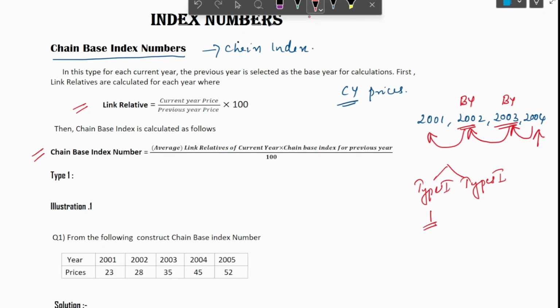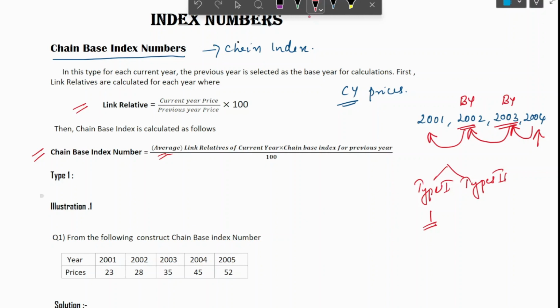Chain-based index number equals average link relative of current year, into chain-based index number of the previous year, all divided by 100. The word average is used for type 2; for type 1 it is just the link relative of current year, which we calculate using the first formula. Therefore, we are going to use these two formulas to calculate the chain-based index number. We will calculate the entire sum using a table only. I'll show you how to construct the table and how to calculate it.